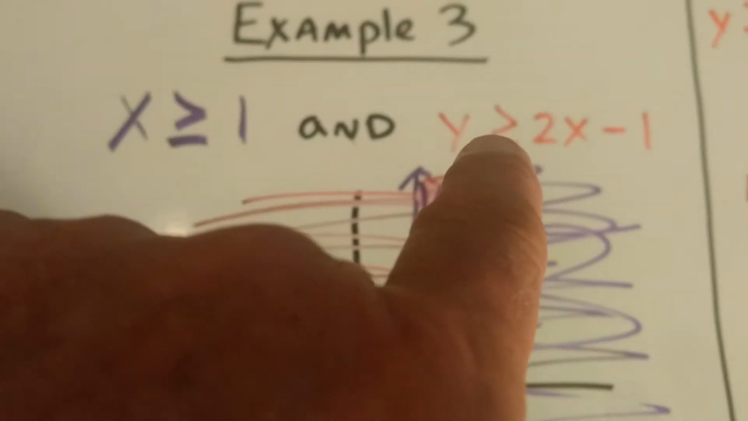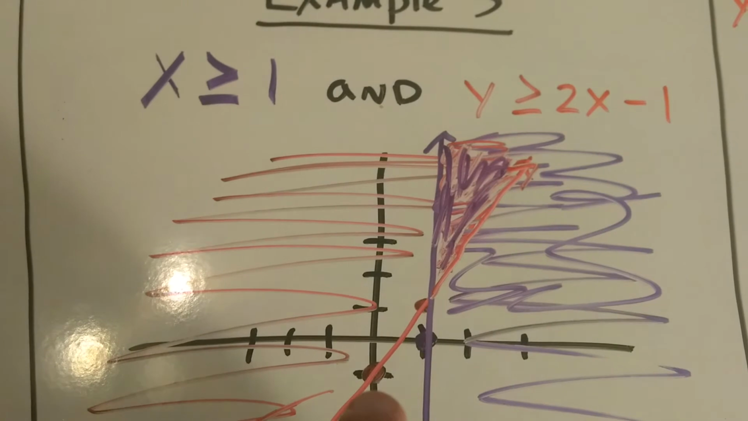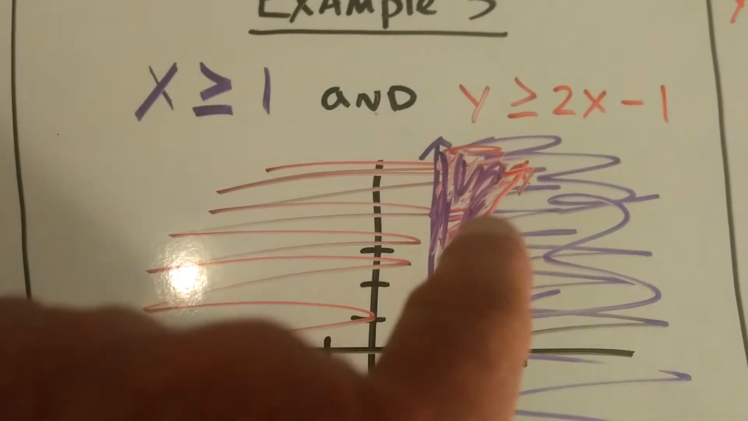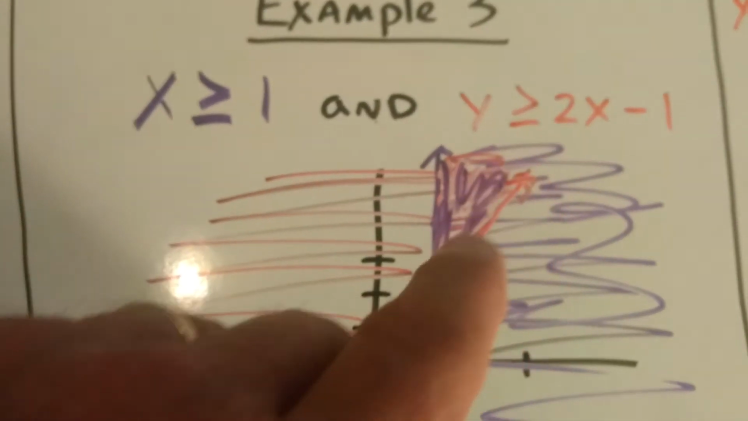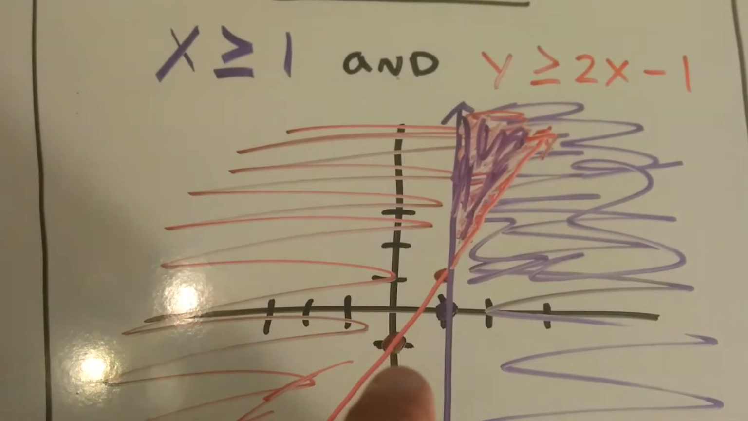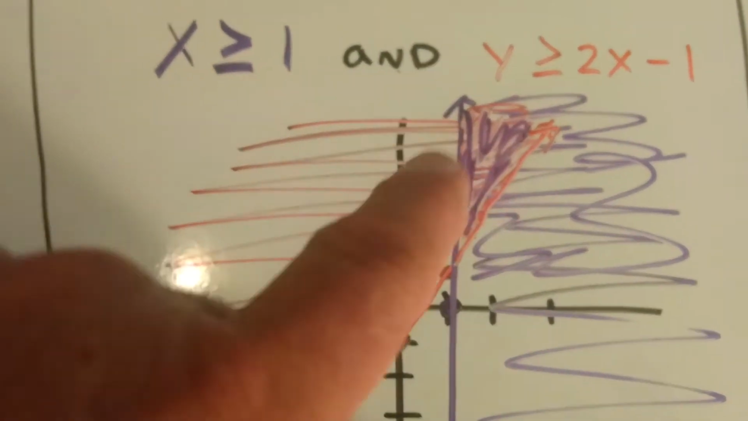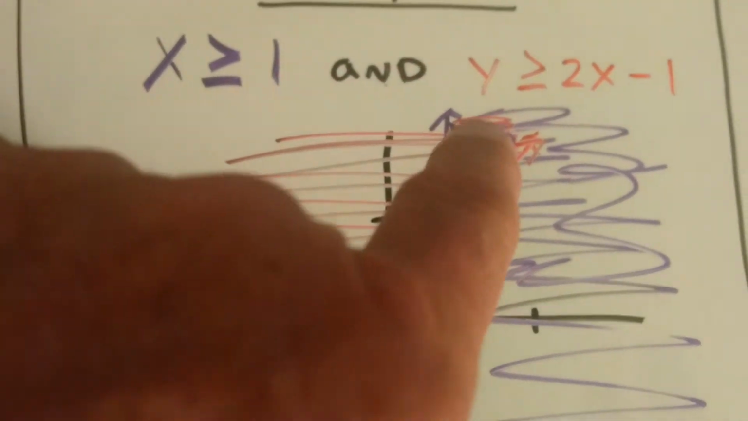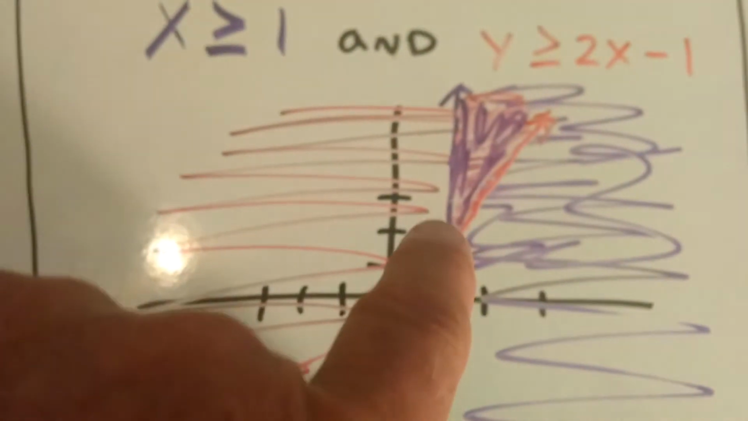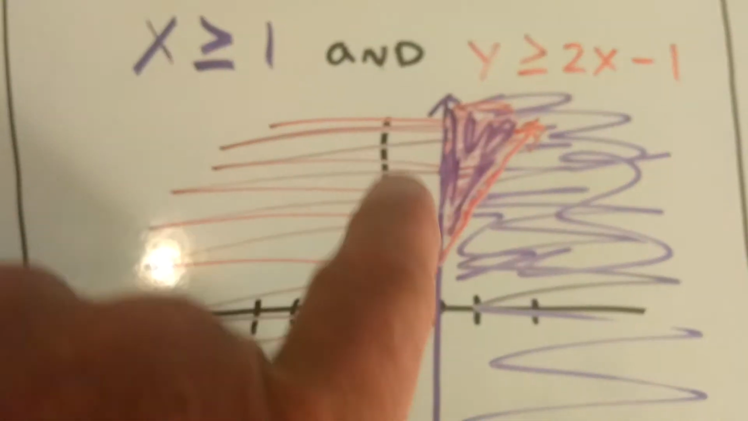Next one, I have y greater than or equal to 2x minus 1. Start with -1, go up 2 and over 1, draw my line. Again, this is a solid line. This is looking for the y's greater than the line. Here's where the line crosses the y-axis. The y is greater than the line or above it, so we're shading here. Now, here's the area where the red and the purple come together. Because this is an and, this right here is our solution.